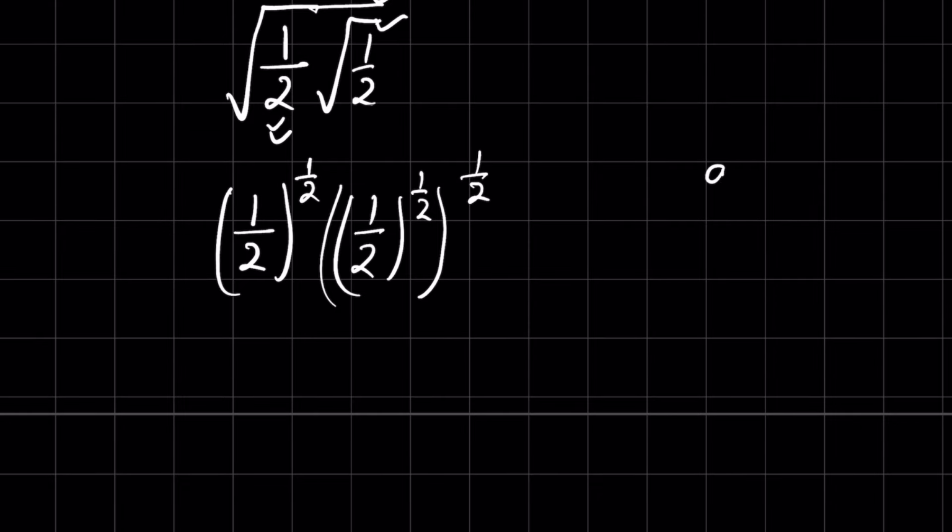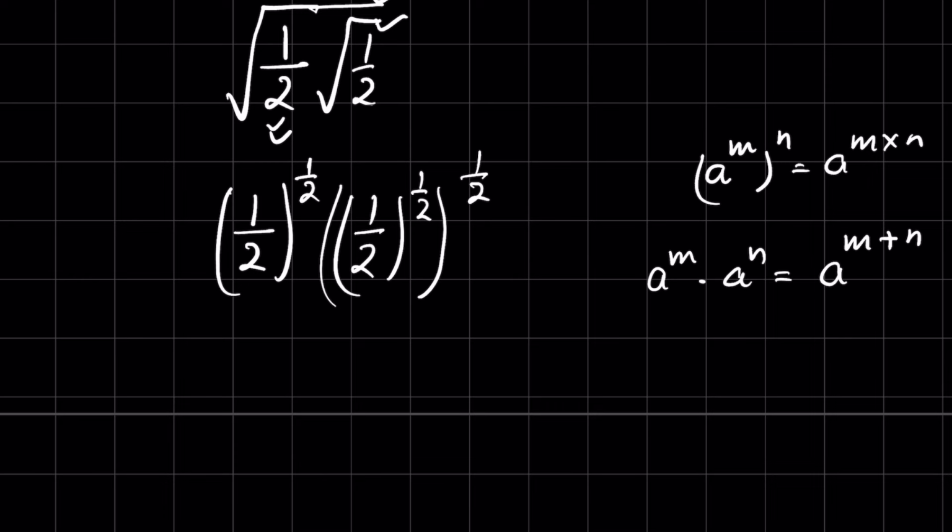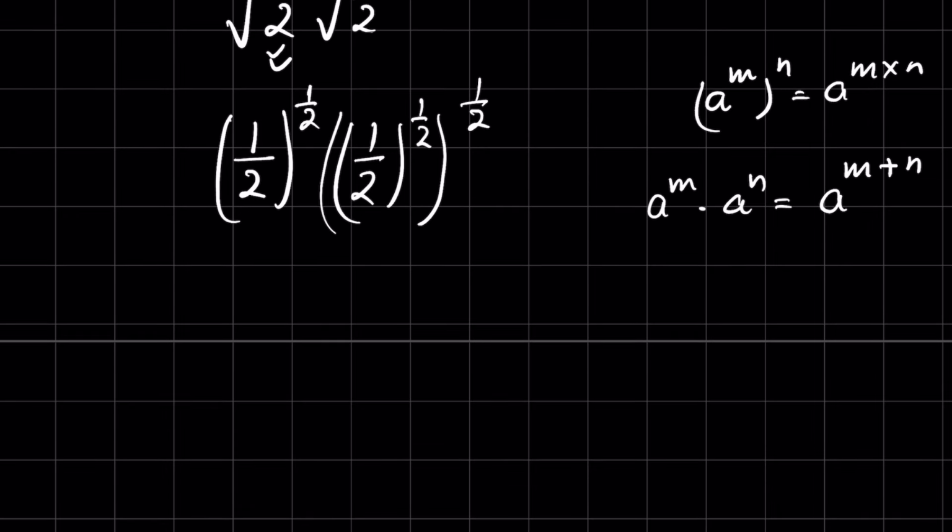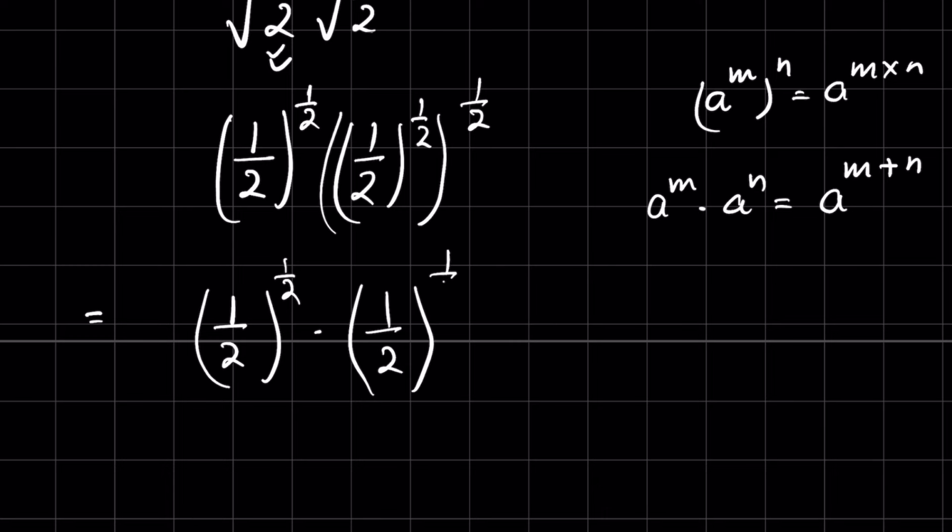Now there is an identity: a raised to the power m, whole raised to the power n, is equal to a raised to the power m times n. Also, a raised to the power m times a raised to the power n is equal to a raised to the power m plus n. So using these two identities, we will have 1 upon 2 raised to the power of 1 upon 2 times 1 upon 2 raised to the power of 1 upon 4.